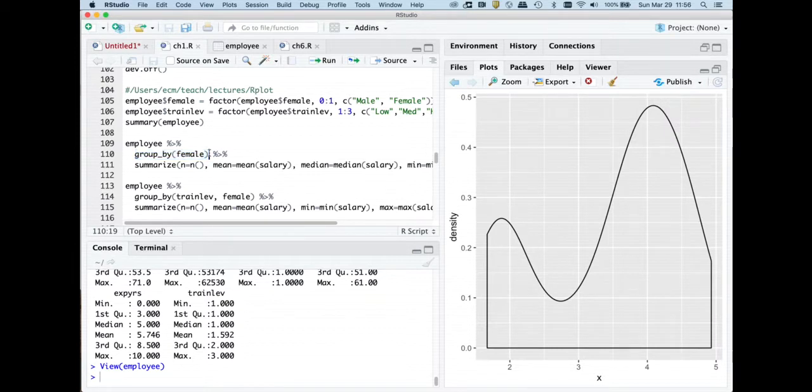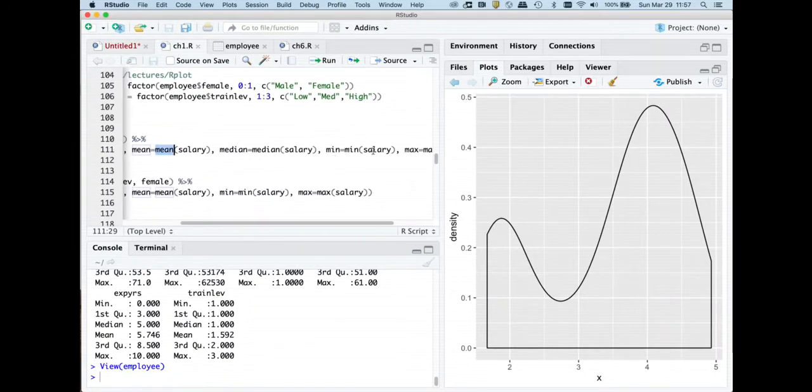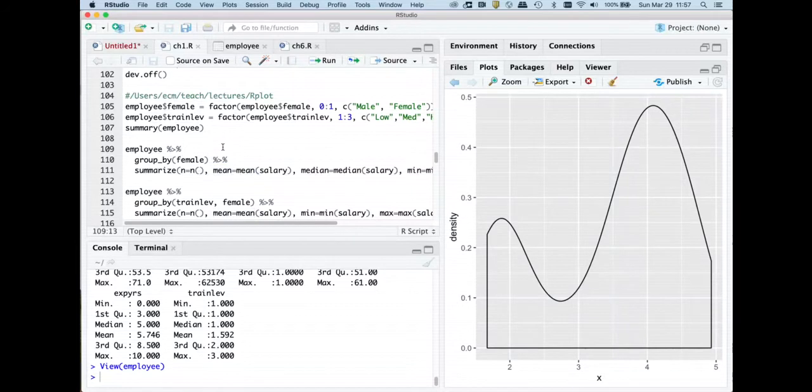After telling dplyr that I want to group by female, we're going to summarize the data by female, so by male, female values. I can just list a bunch of variables that I want to compute and how I compute them. For example, n is going to equal this n parenthesis function, which is just going to count cases. I'm going to define another variable called mean, which is the function mean evaluated on salary. Median, the min, the max, all that sort of stuff. So let's go run this.